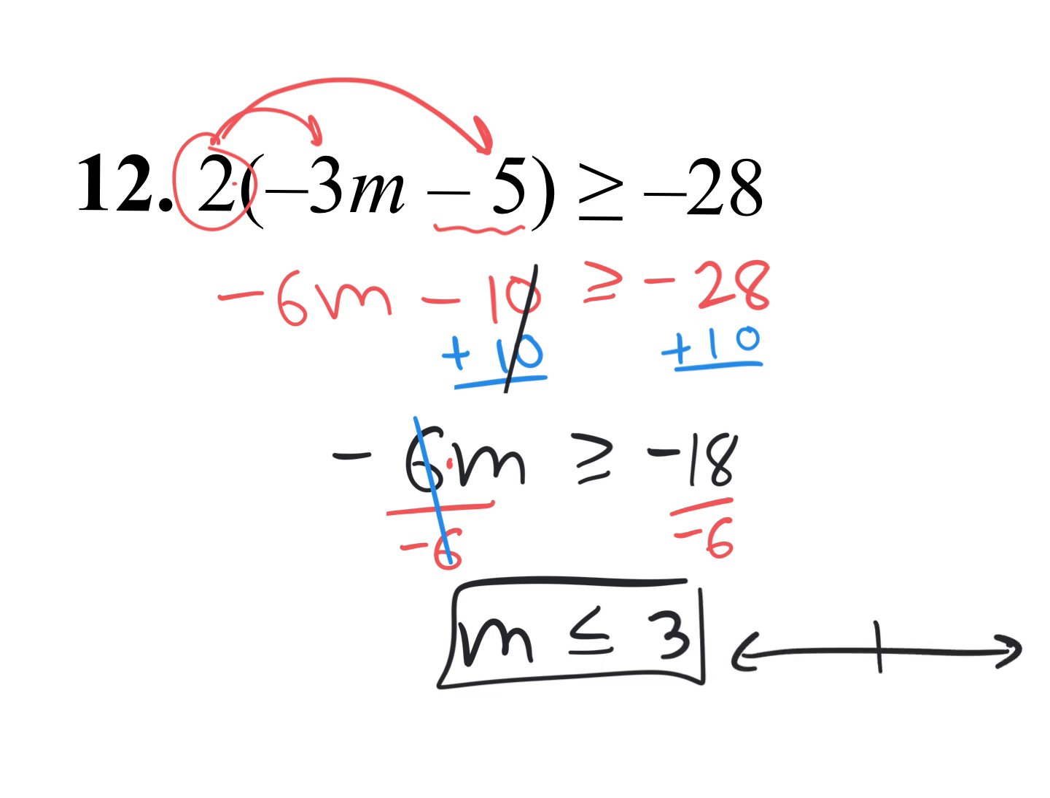If you wanted to graph that on a number line, put 3. That'd be a solid dot going to the left. Okay? Moving on.